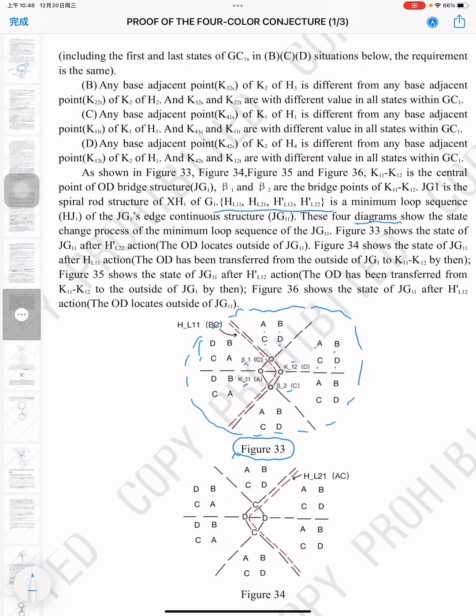Figure 33 shows the state of DD11 after H apostrophe L22 action. The OD locates outside of the DD11. Figure 34 shows the state of DD11 after HL11 acting. The OD has been transformed from the outside of DD1 to K11-K22 by then. Figure 35 shows the state of the DD1 after H apostrophe L12 action. The OD has been transferred from K11-K12 to the outside of DD1 by then. Figure 36 shows the state of DD11 after H apostrophe L12 action. The OD locates outside of DD11.